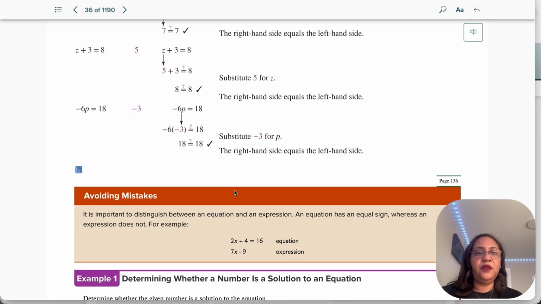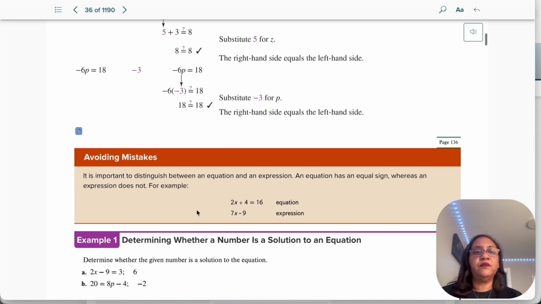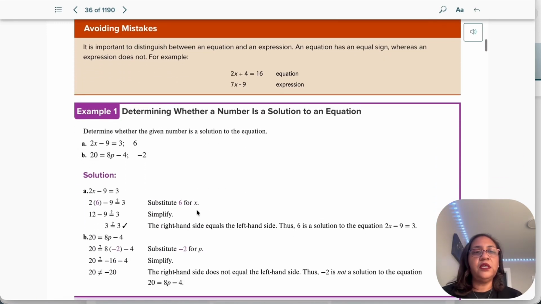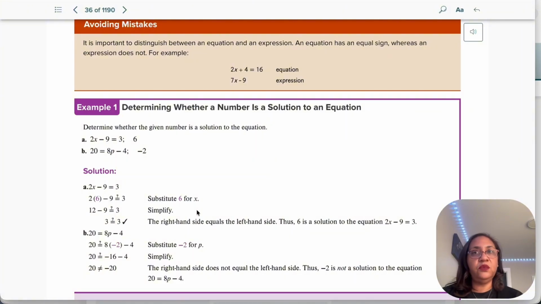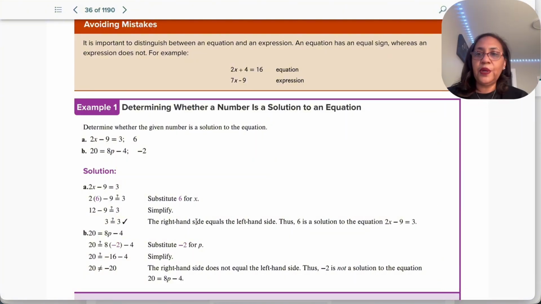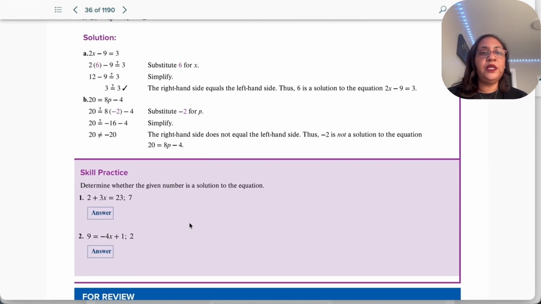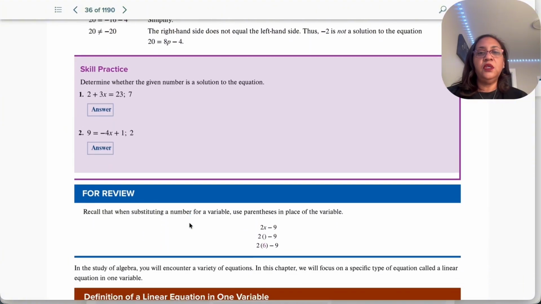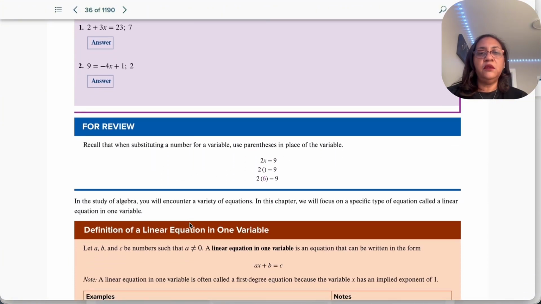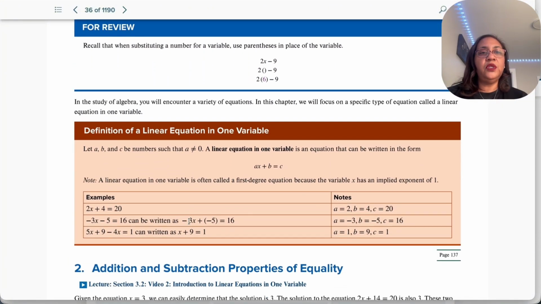Okay. And then it looks like they're doing guess and check here. I'm not a big fan of guess and check. So I say dive right into using those properties of equality to solve equations. Okay. And then just go through these examples. I don't need to read these to you. You can do these on your own.